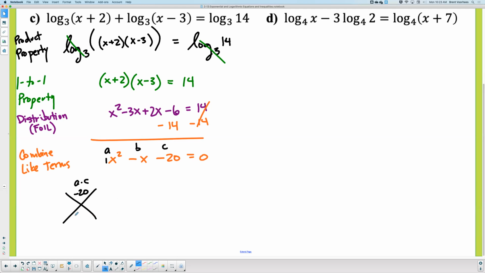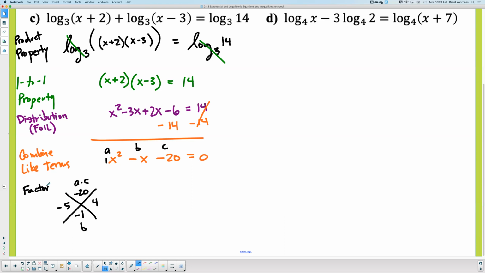And you look for factors of negative 20 that add up to negative 1, which would be the B. What are your factors? Negative 5 and 4. Do you agree with that? Our factors of 20, just doing the positive numbers, would be 5 and 4, 2 and 10, 1 and 20, the 3 options. But to combine to be a negative 1, that would have to be a negative 5 and 4. So that works. And so if I'm going to factor here, that's what I'm doing.